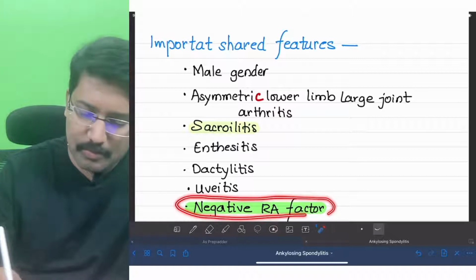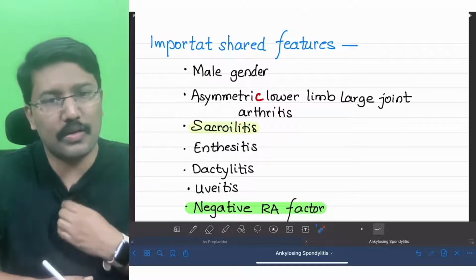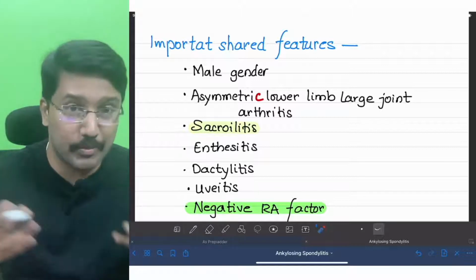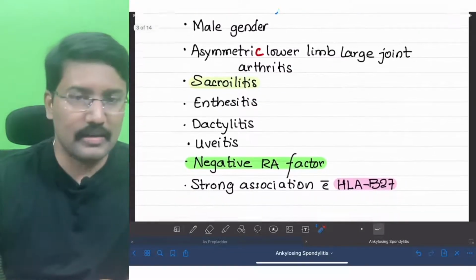Another thing that is shared by these entities is the negativity for RA factor. That is why in the past we used to call it seronegative spondyloarthritis, right? That was a terminology used in the past. Okay, so these are the important features that they share.